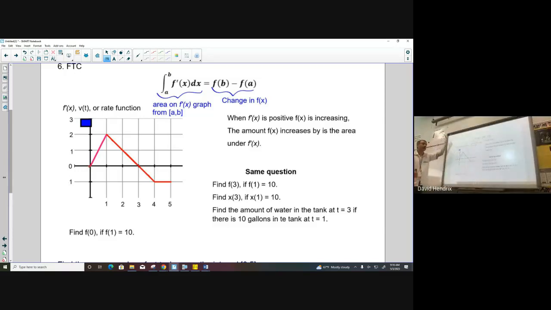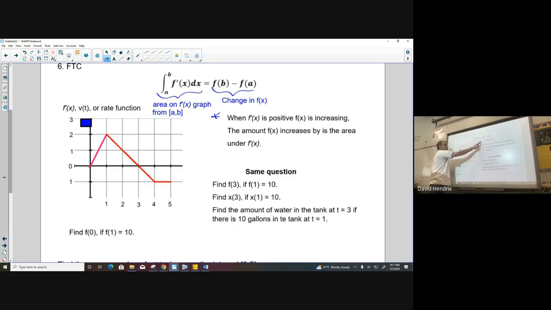All right, so the fundamental theorem, I think this is by far the most important thing you need to make sure you know. It's all over the AP exam. And it comes down to, I think, this big idea right here. When f prime is positive, f of x is increasing, and the amount f of x increases is equal to the area under the f prime graph. That is what the fundamental theorem is saying.